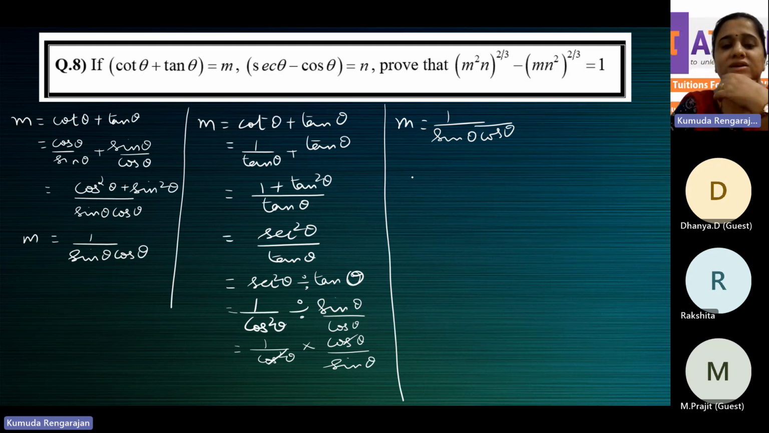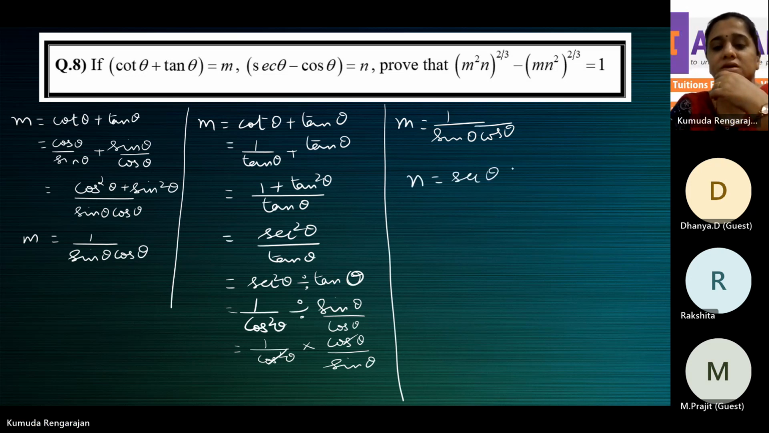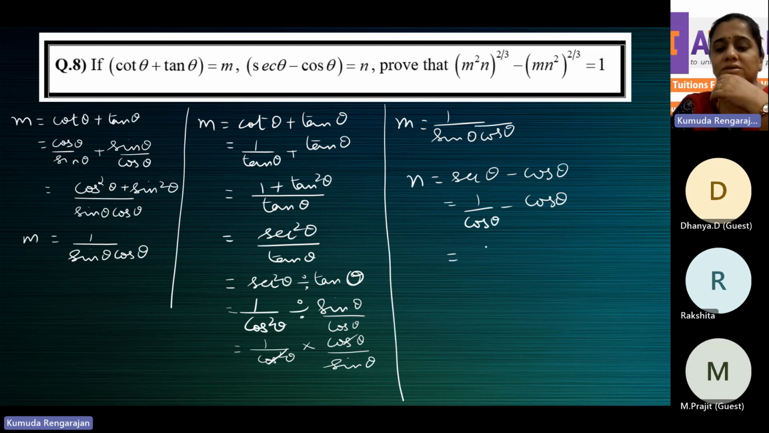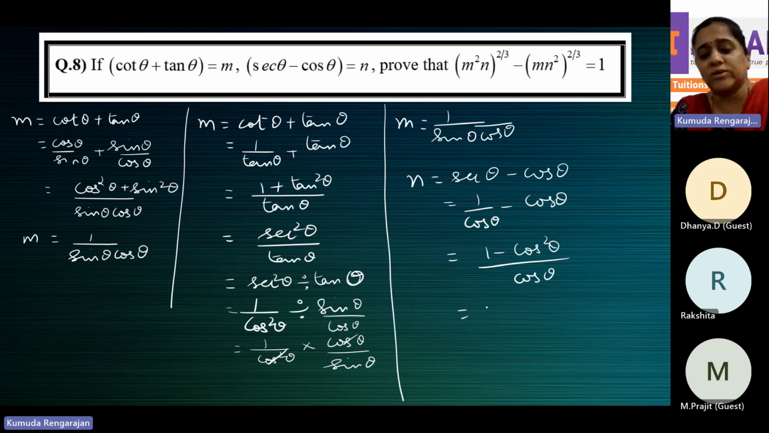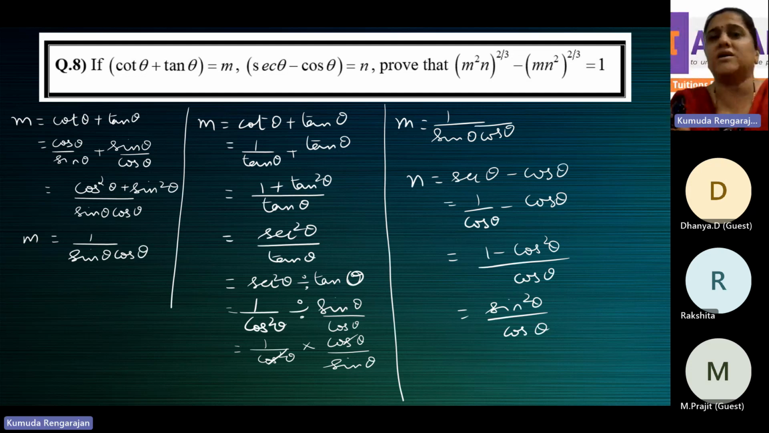Now what is N? N is equal to secant theta minus cos theta. What is secant theta? 1 by cos theta minus cos theta. Common denominator, so 1 minus cos square theta by cos theta. What is 1 minus cos square theta? Sine square theta by cos theta. Simplified means we got it in sine and cos. That means it's simple now. When you bring it to sine cos, it is simple. So now we got M as 1 by sine theta cos theta and N as sine square theta by cos theta.